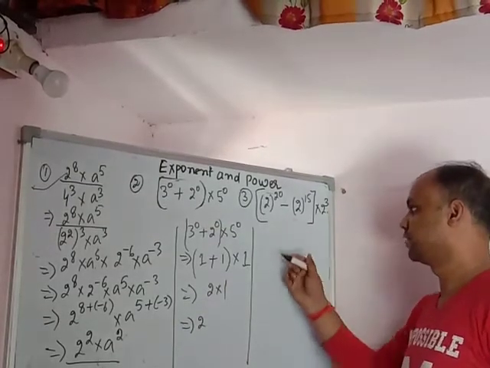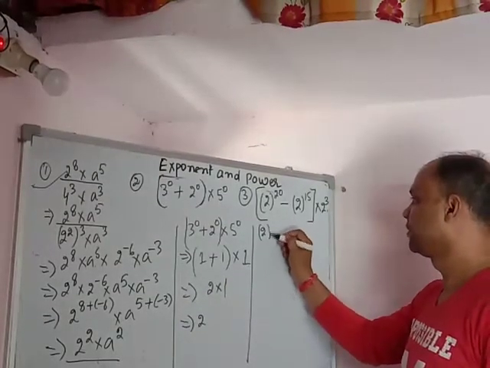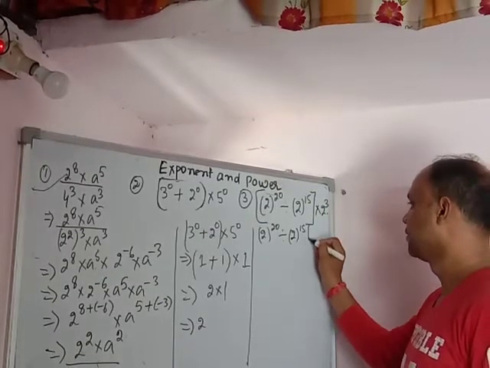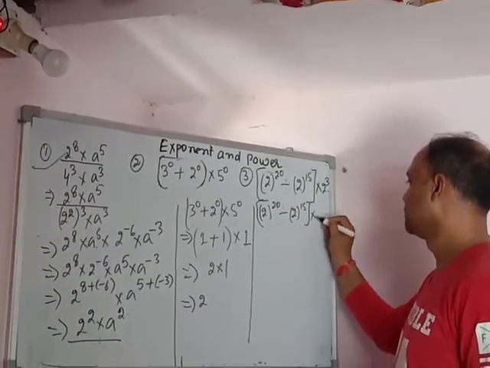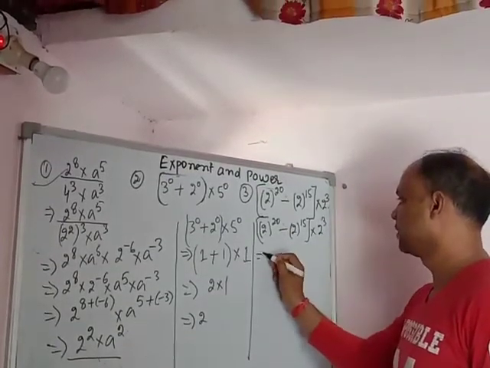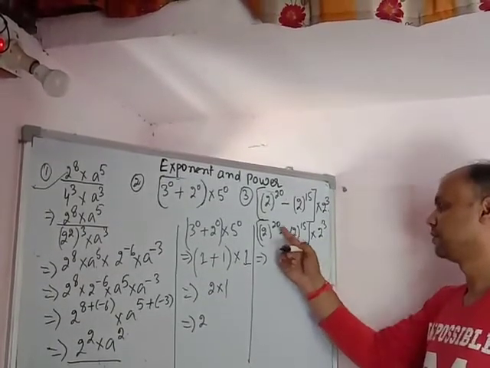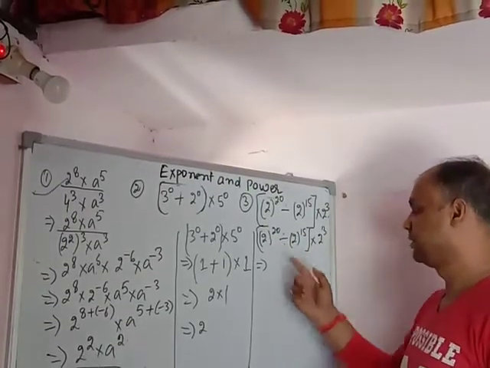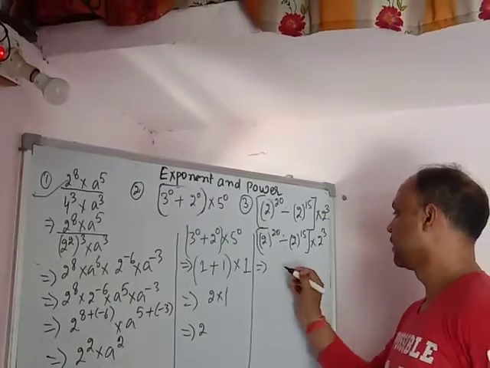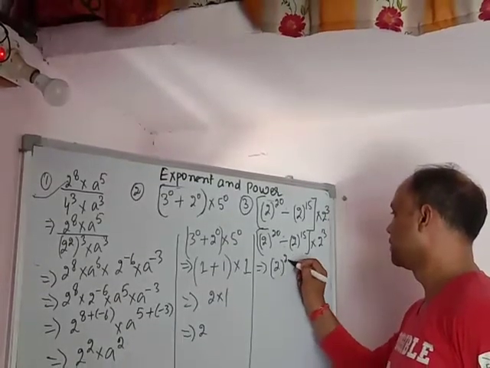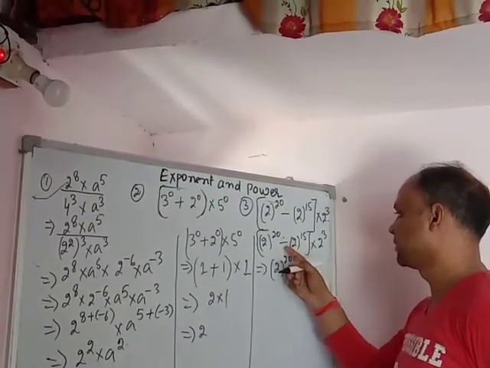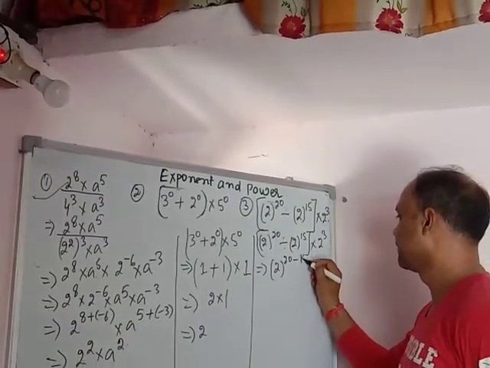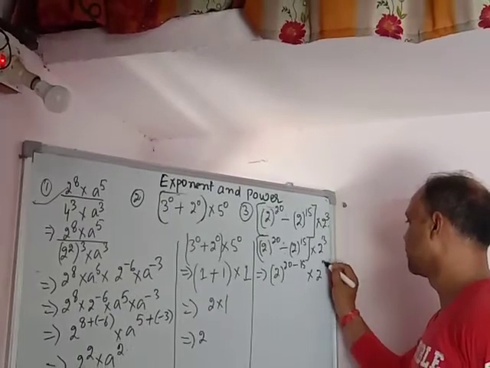Now see the next question here. 2 raised to the power 20 divided by 2 raised to the power 15, bracket closed, into 2 raised to the power 3. Now here we see that the bases are the same and the powers are different. It is given in division form, so I can use the law of exponents. So 2 raised to the power 20 minus 15, since it is given in division, the power will be subtracted, into 2 raised to the power 3.